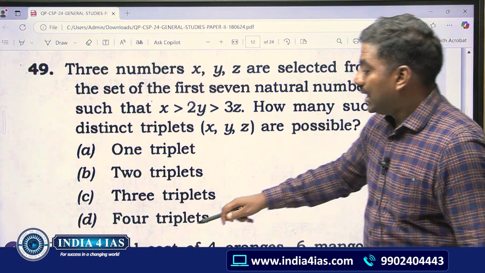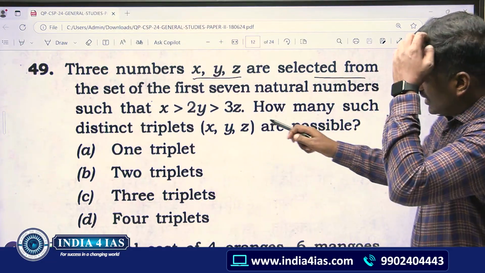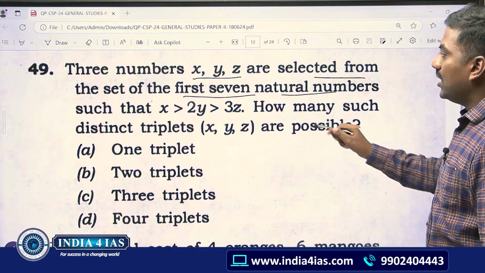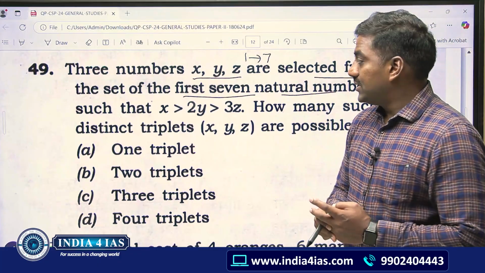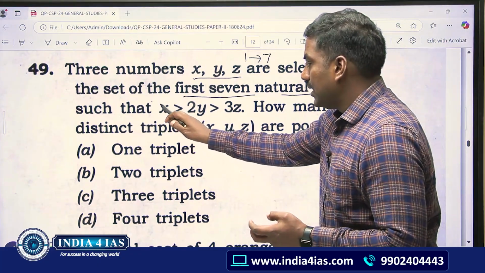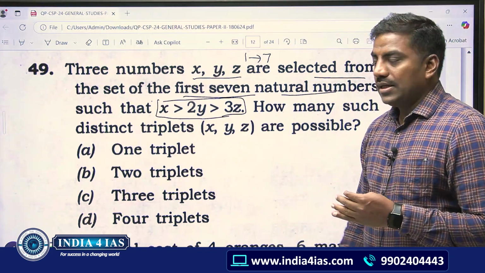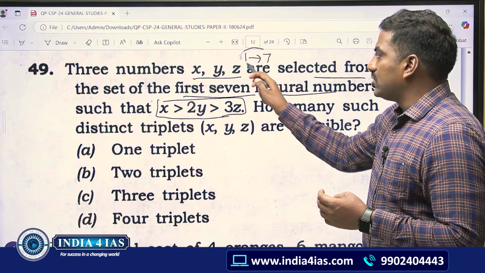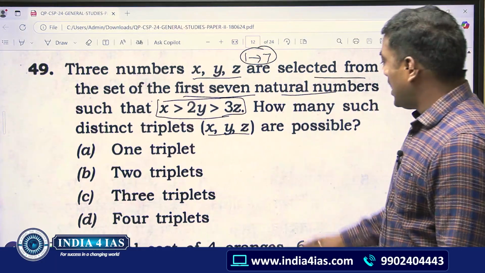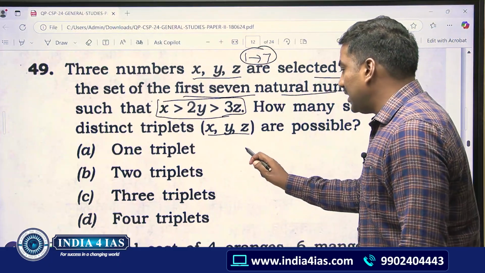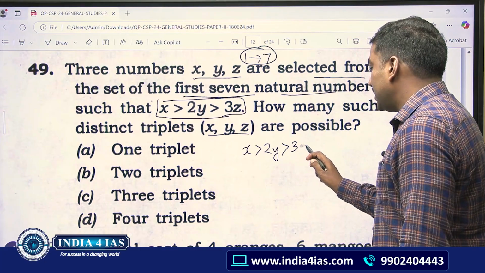Okay. Three numbers x, y, z are selected from the set of first 7 natural numbers. The first 7 natural numbers are 1 to 7, such that x is greater than 2y and 2y is greater than 3z. And these x, y, z can take any values from 1 to 7. How many such distinct triplets are possible? So here the condition is x is greater than 2y and 2y is greater than 3z.